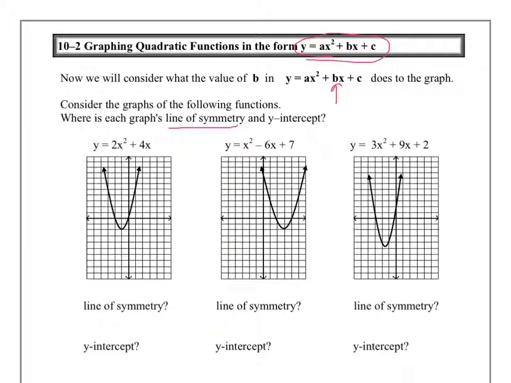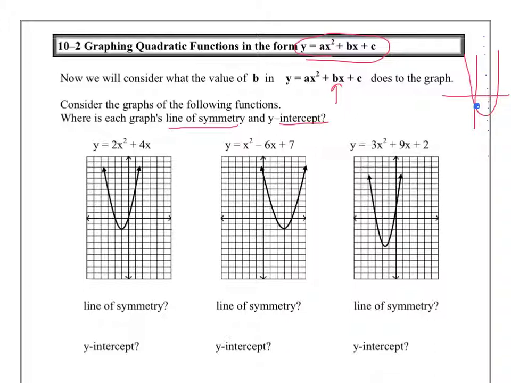The line of symmetry, let me just draw a graph over here, is where it would cut the parabola exactly in half so that it's like a mirror image, so they're symmetrical. And the y-intercept is where the point crosses the y-axis. For the first ones, we're just going to do it by looking at the graph.